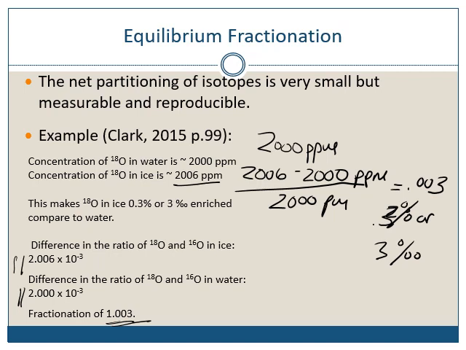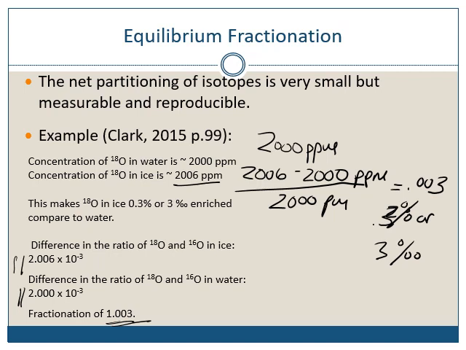If we look at this example that's provided on page 99 from Clark, the concentration of O18 in water in units of parts per million is about 2,000 parts per million. And in ice, it's about 2006 parts per million. So the difference here is between 2,000 parts per million and 2006 parts per million. So we have more heavy isotopes, a larger concentration of the O18 in ice compared to liquid water.